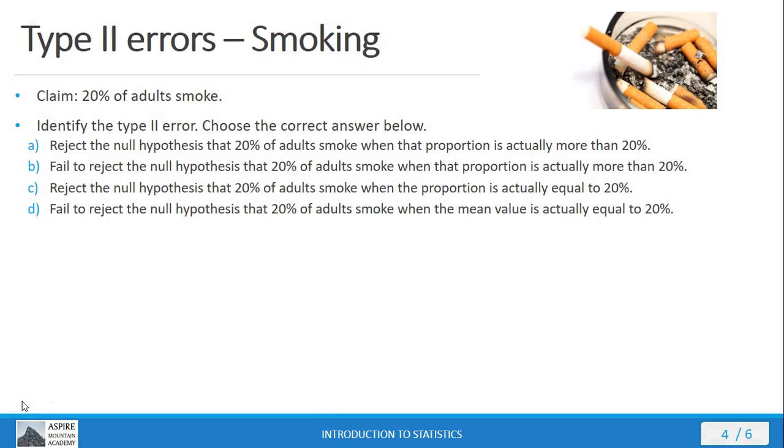Let's look at the same examples that we just looked at for Type 1 errors for Type 2 errors. So in the smoking example, the claim was that 20% of adults smoke. What would be the Type 2 error here? Again, stop the video, come up with your answer, then come back and we'll see how well you did.